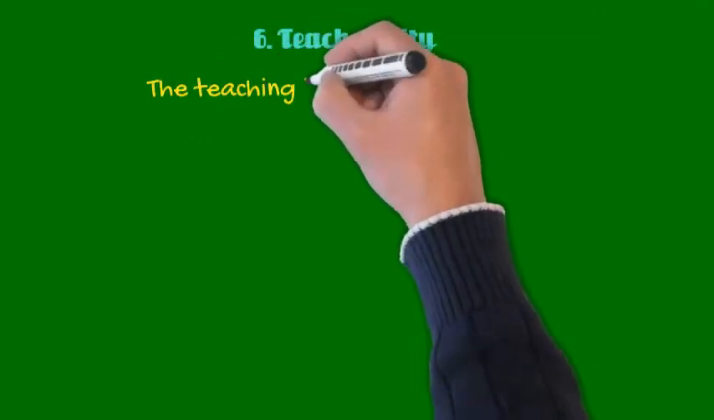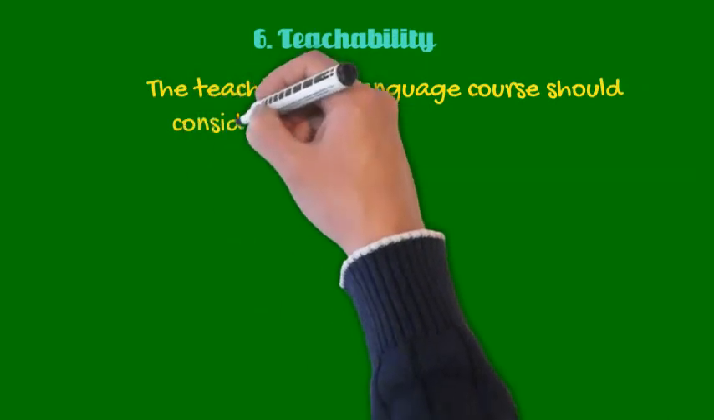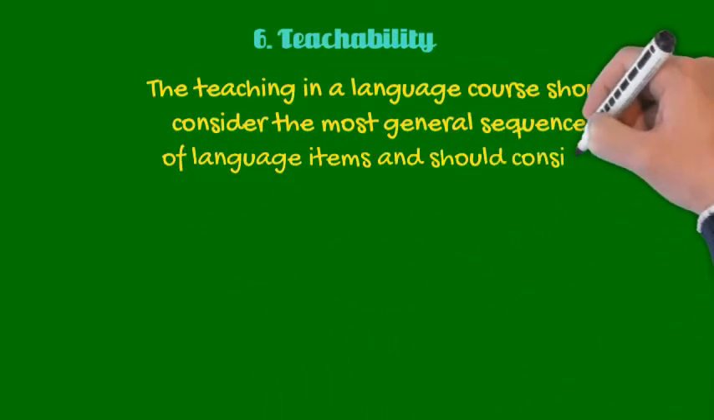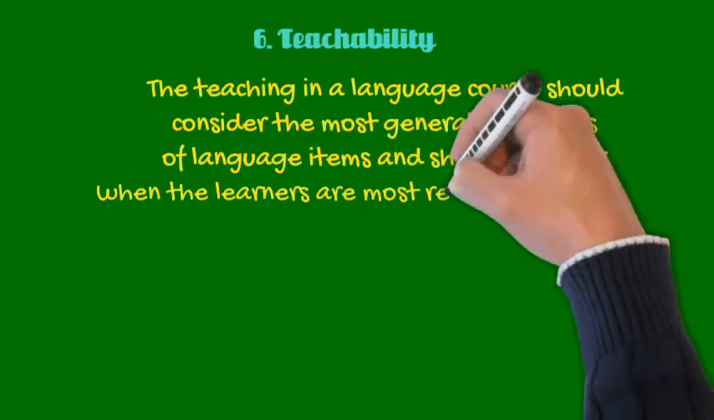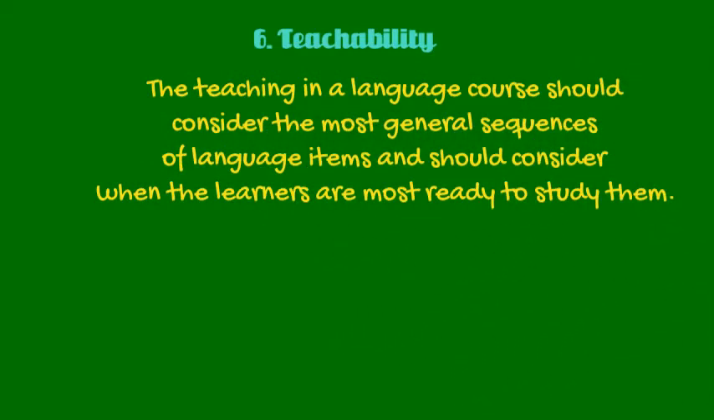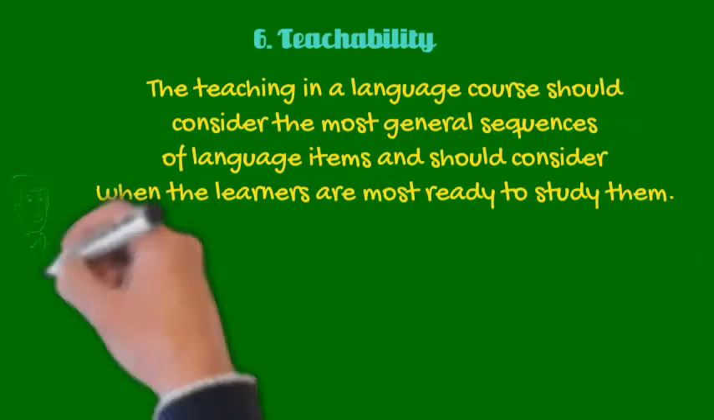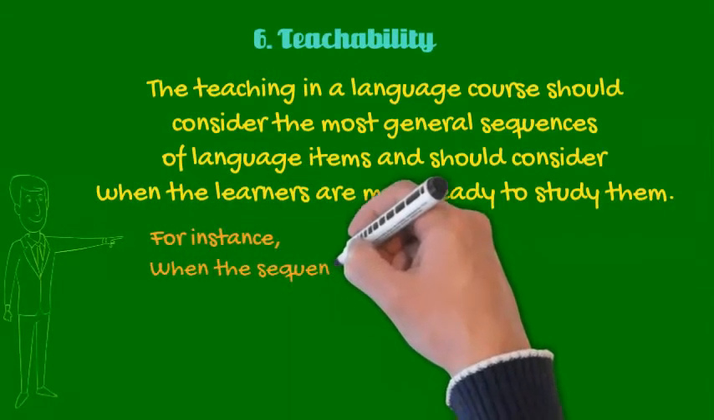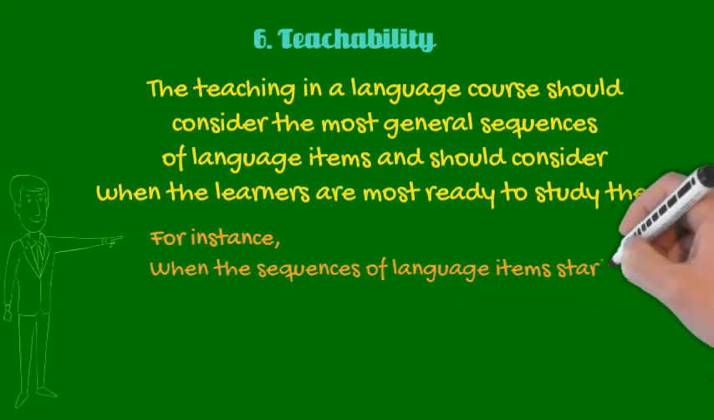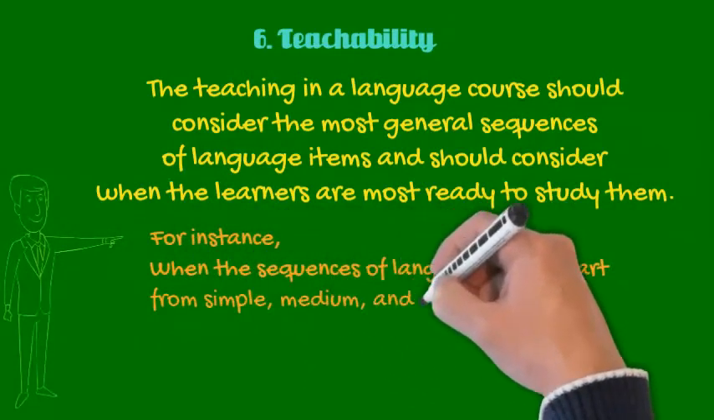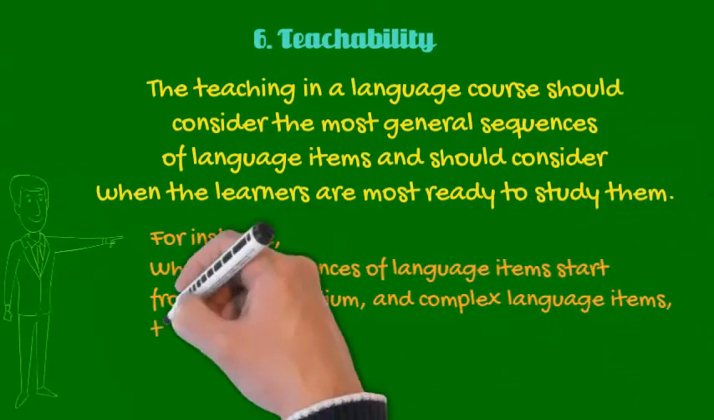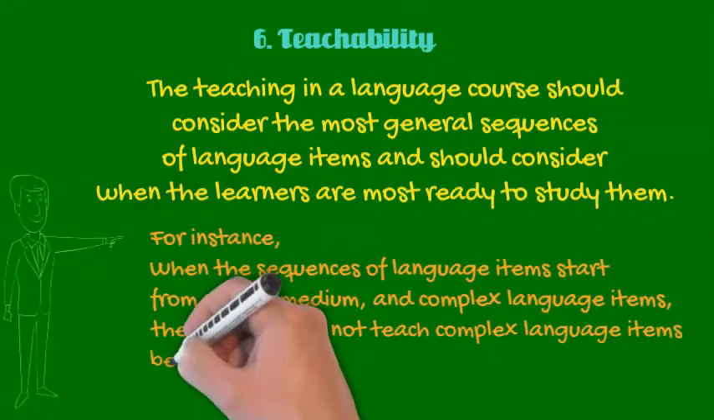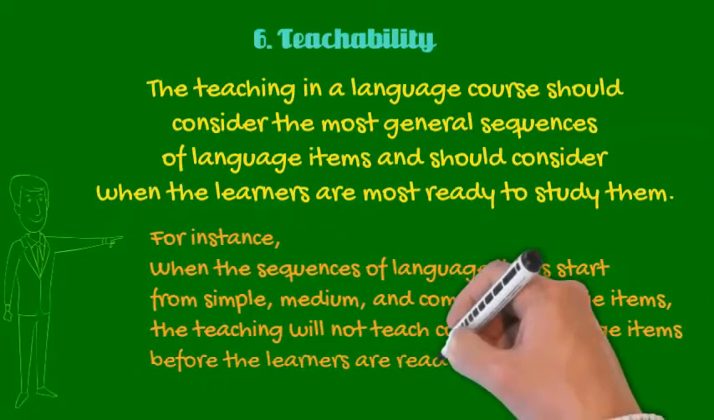Principle number 6 is teachability. The teaching in a language course should consider the most general sequences of language items and should consider when learners are most ready to study them. For instance, when the sequence of language items starts from simple, medium, and complex language items, the teacher will not teach complex language items before the learners are ready.